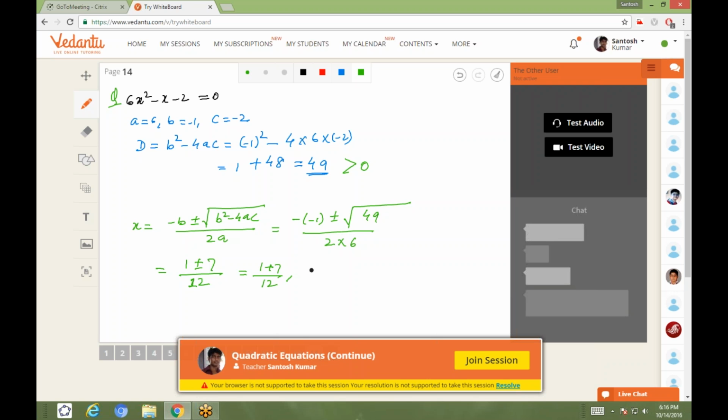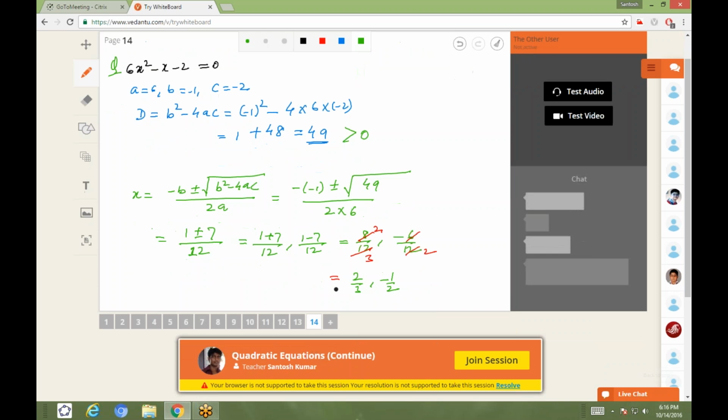Can you please unmute yourself, Mufassir? There is some noise coming from your end. Fine, thank you. So this will give us 8 by 12 and then minus 6 by 12. So this is 4 twos are... 4 threes are... and then 6 twos are. So the value of x will be 2 by 3 and minus 1 by 2. So both solutions we have as real roots, and two distinct means two different solutions we have for x.